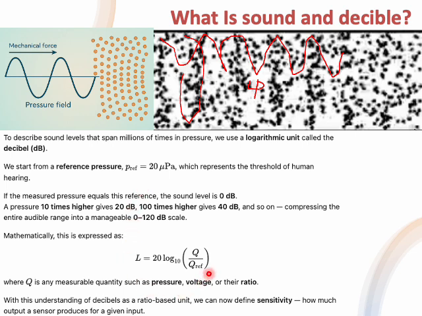And you can see here the logarithmic formula that helps us towards defining the sensor sensitivity. In this formula, the left-hand side unit is dB, and the right-hand side we have 20 multiplied by log 10 of the quantity of interest, which might be pressure, voltage, or the ratio, divided by the reference. Therefore, if we select Q to be pressure, the denominator is the reference pressure.